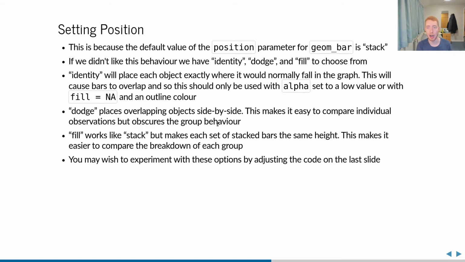And so there's three common other options for this: identity, dodge, and fill. So identity is used to place things literally where they would normally appear if there wasn't any positioning. So again, identity means mapping things to themselves, don't change anything. And so this would cause the bars to overlap, and so we wouldn't want to use it unless we had alpha set to a non-1 value, so some low value, that we had transparency, or if we had fill as NA and an outline color.